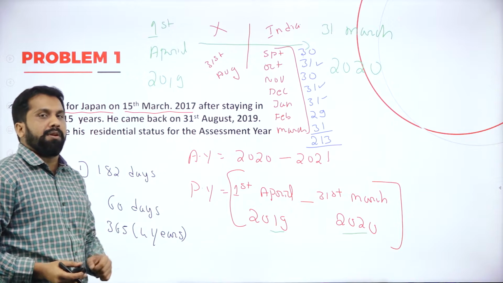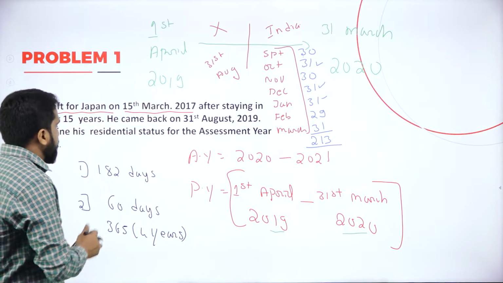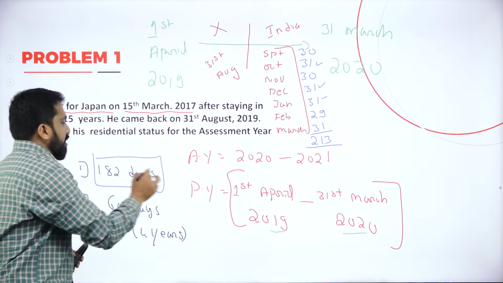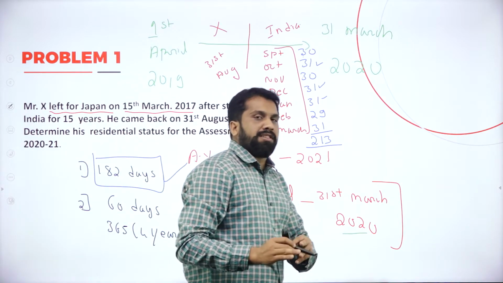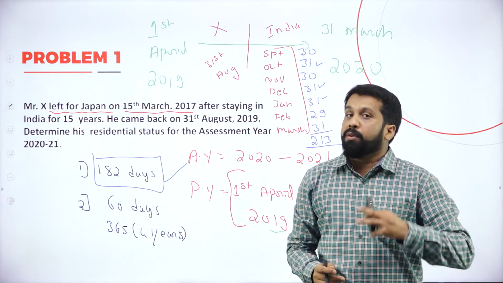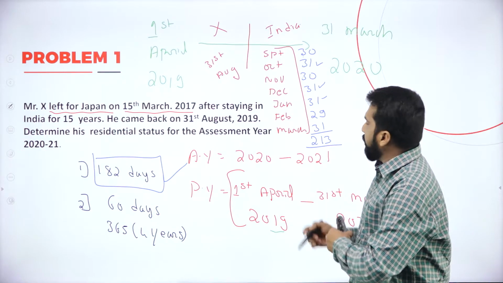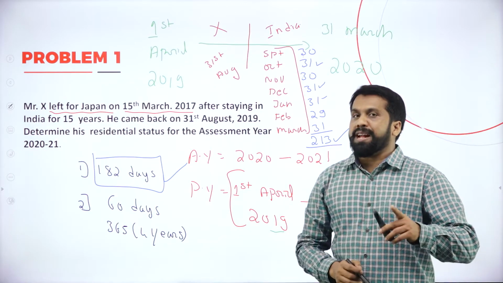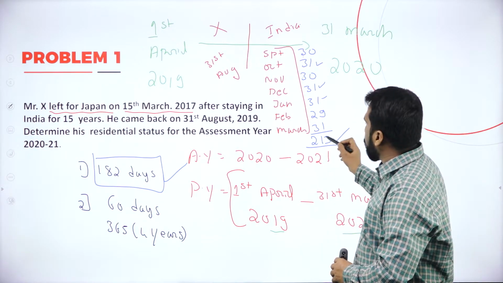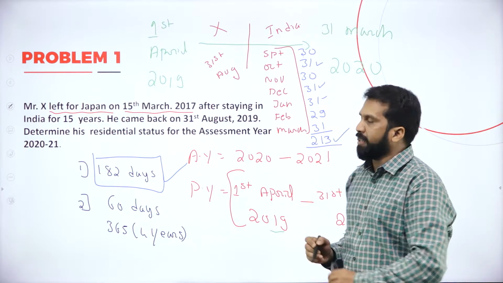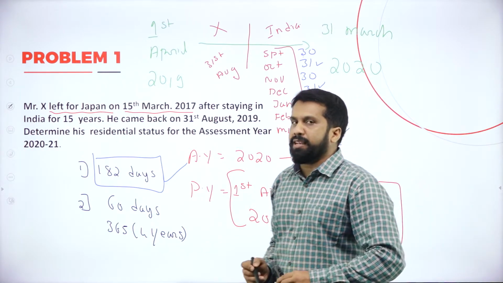Now come back to your problem. As per this, your first condition is fulfilled. He was there in India for more than 182 days. He was there around 213. It may change to 212 or 214; I have not calculated exactly. We'll go for the answer.